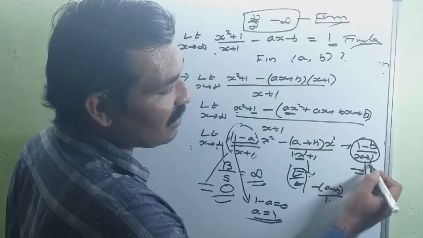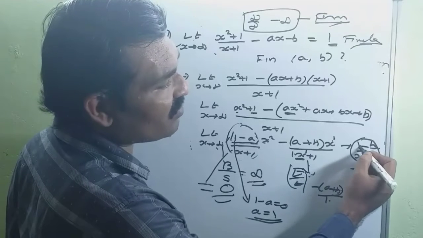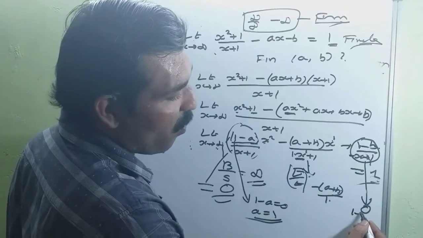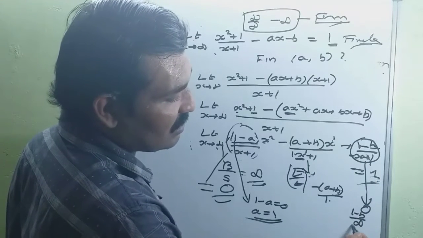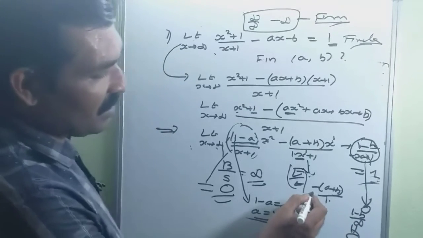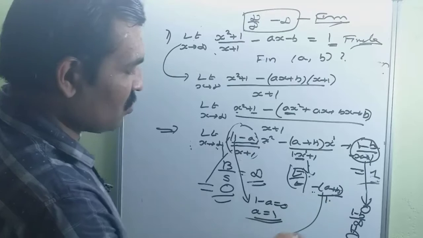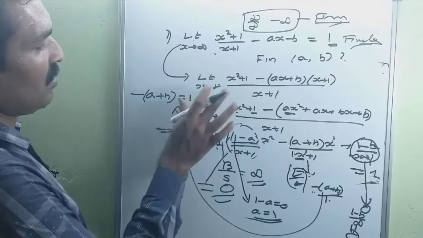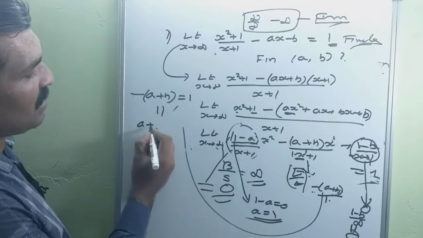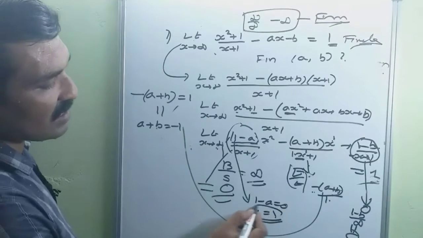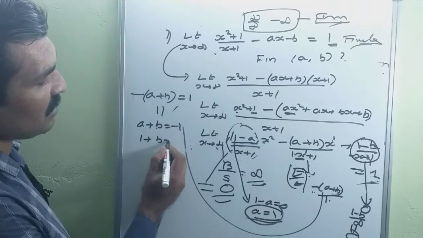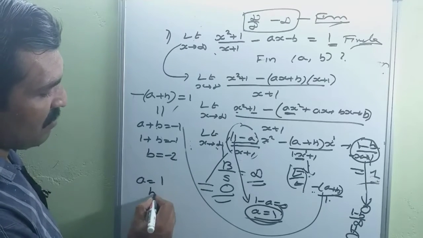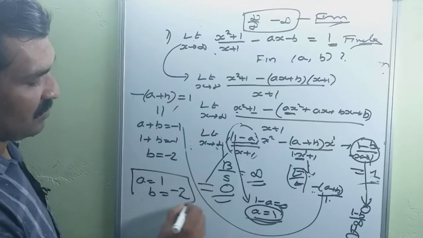So infinity is coming in the denominator. So whatever the value of b, this term is always 0. Since infinity is coming, this is 1 minus b divided by infinity, that is equal to 0. So the value of this limit is minus of a plus b, that is equal to 1. This implies a plus b is equal to minus 1. Here a is equal to 1. So 1 plus b is equal to minus 1, or b is equal to minus 2. Therefore, a is equal to 1 and b is equal to minus 2 is the answer.